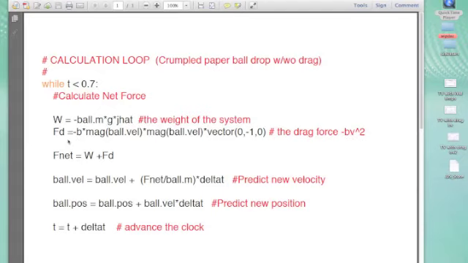A little tricky. I had to look up how to get the magnitude of the ball velocity in Python. So we have the drag coefficient times the magnitude of the ball velocity times the magnitude of the ball velocity, which gives you the velocity squared, times a vector pointing downward in the y direction. This is the net force, the weight plus the drag, Newton's second law. This is the recalculation for the new velocity, and this should look familiar. This is just a new prediction on the ball position, and we advanced the clock by delta t.